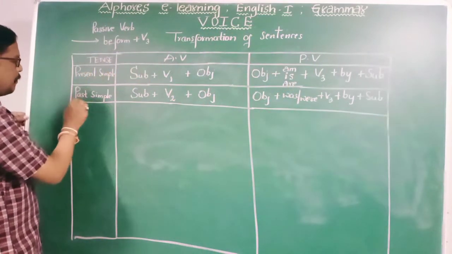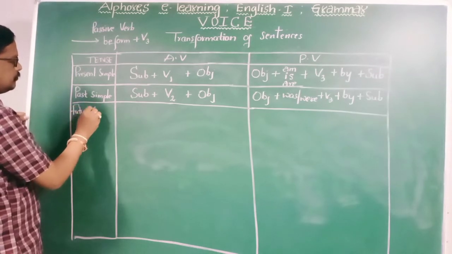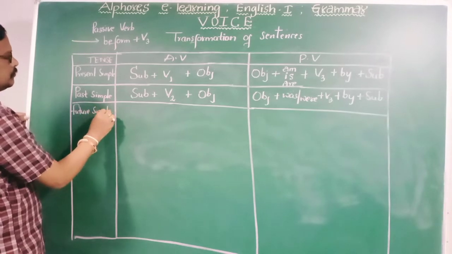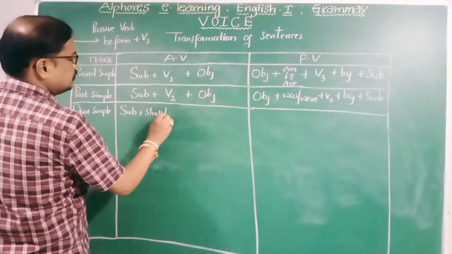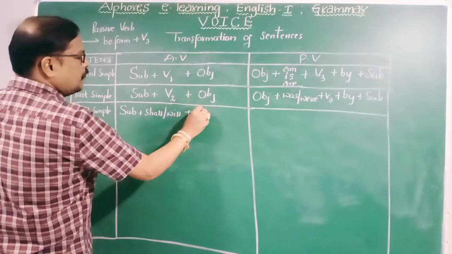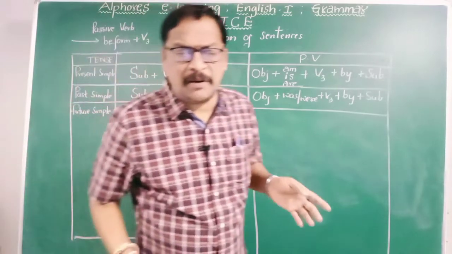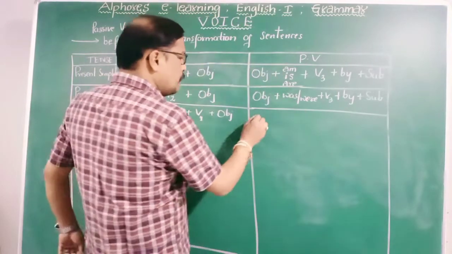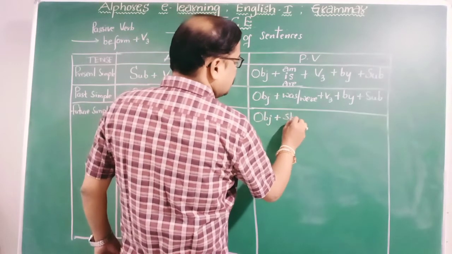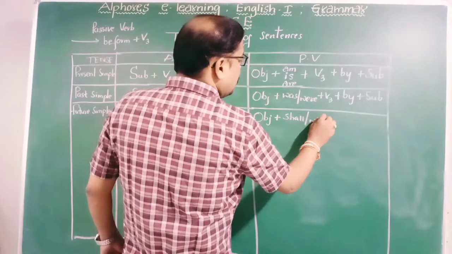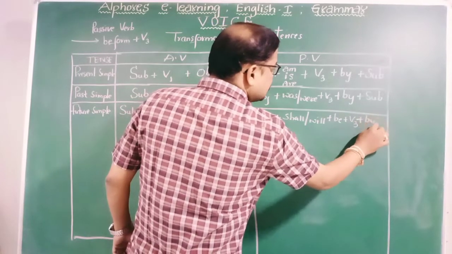And present simple, past simple, and future simple, that is simple future. Subject plus shall or will plus V1 plus object. Here you can take any modal auxiliary in present form, and when it is transformed to passive voice, here you will have to take object first, and again shall or will plus be plus V3 plus by plus subject.